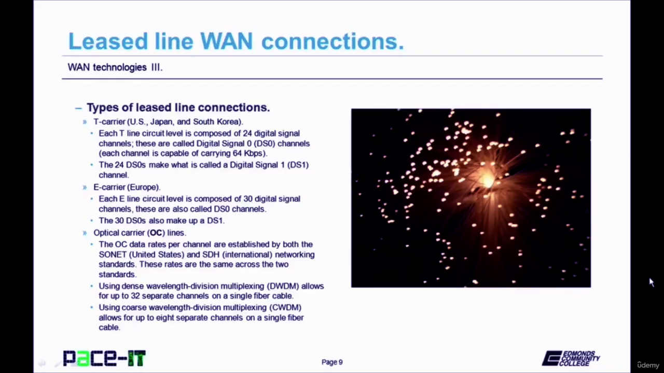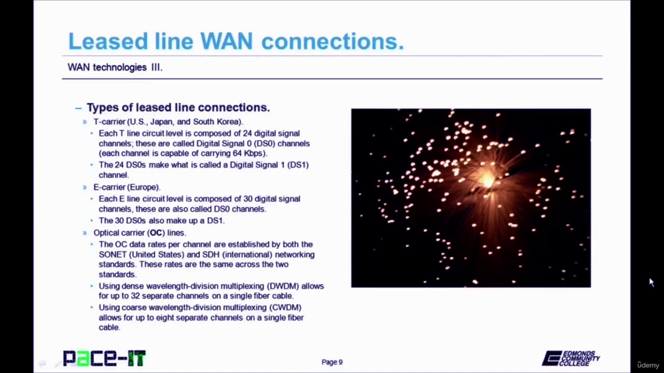In Europe, we have E carrier lines. Each E line is composed of 30 digital signal channels. These are also called DS0 channels. The 30 DS0 channels also make up what is called a DS1 channel.